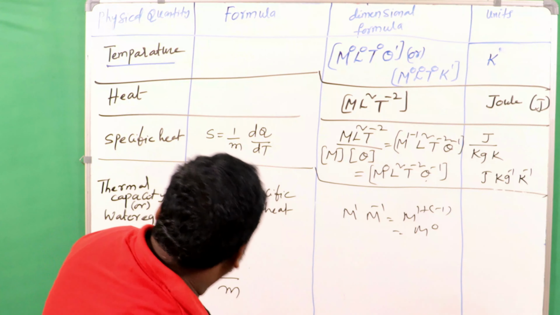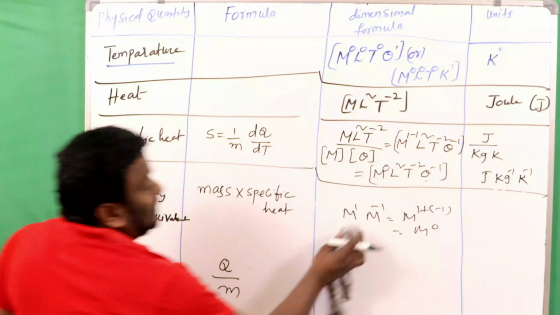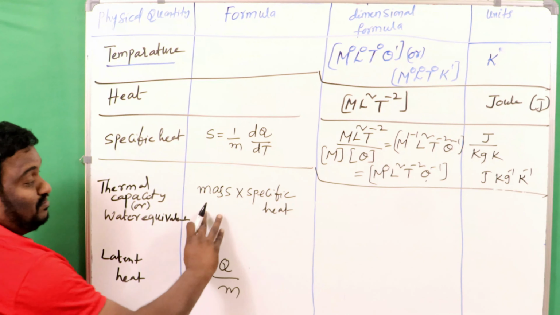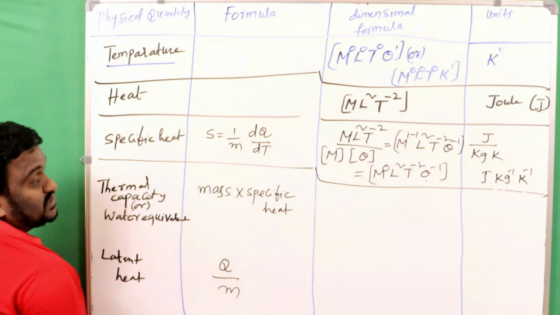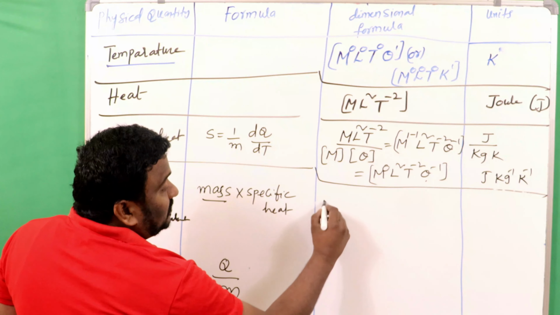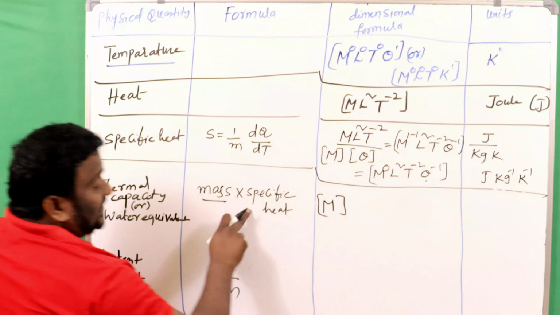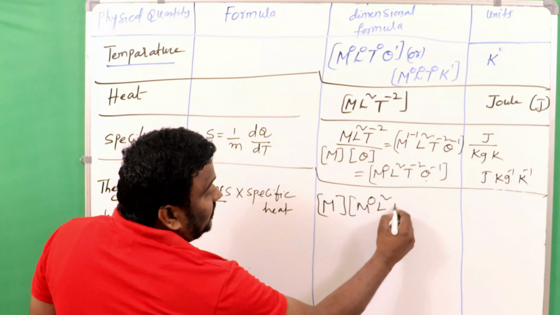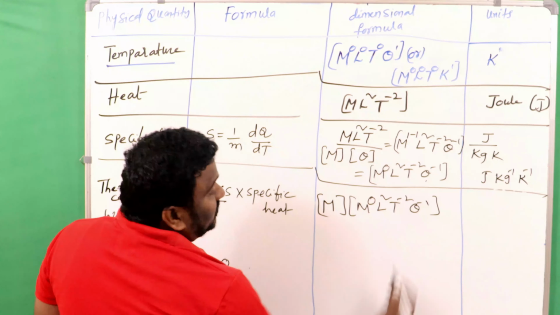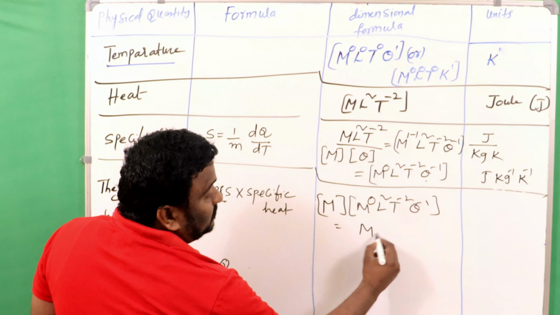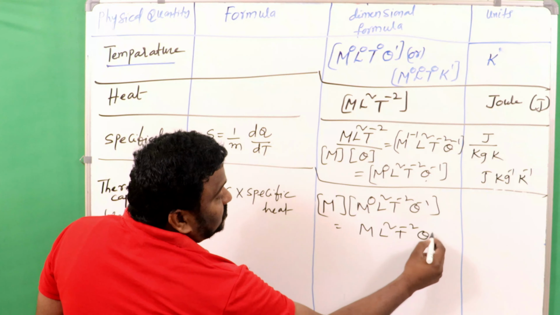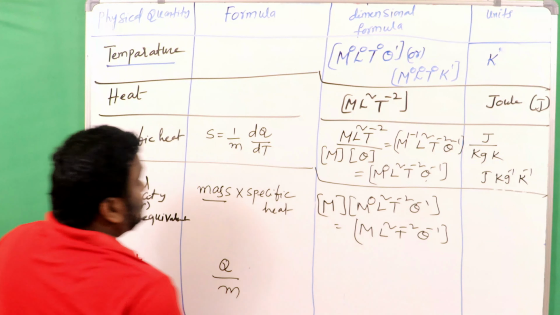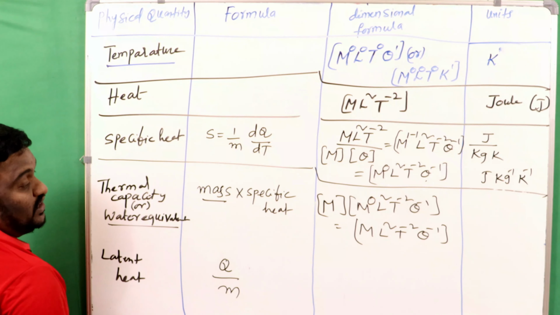Next one. Thermal capacity. What is thermal capacity? The thermal capacity formula is mass into specific heat. For mass, the dimension formula is capital M. And the specific heat formula is M to the power of 0, L square, T inverse 2, theta inverse 1. Then obviously we get M, L square, T inverse 2, theta inverse 1, M to the power of 1 plus 0, 1. So that is the dimension formula of thermal capacity or water equivalent.